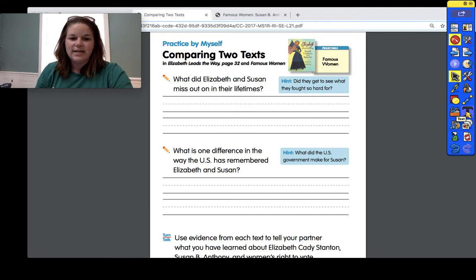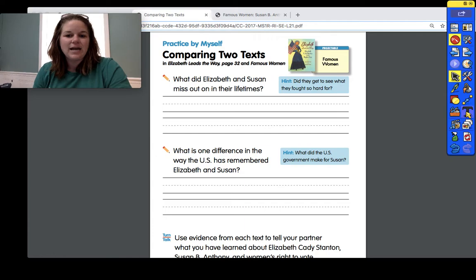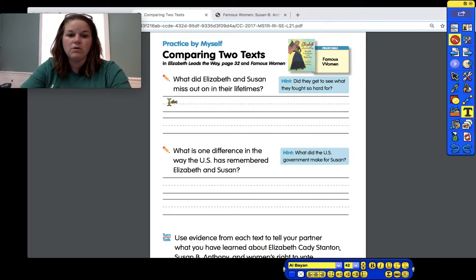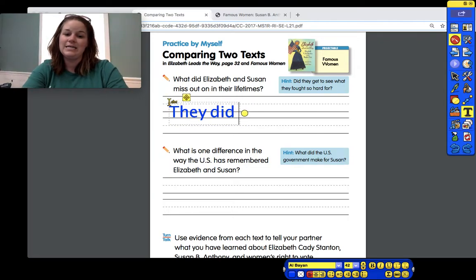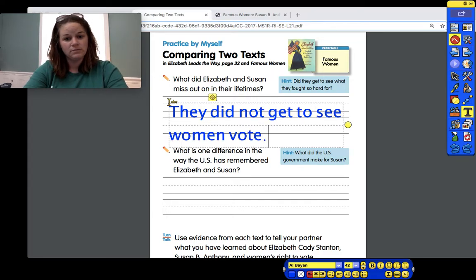The first question says, what did Elizabeth and Susan miss out on in their lifetimes? The hint said, did they get to see what they fought so hard for? So we know that they fought to see women get the right to vote. Now, if you know of any women, you know that they have the right to vote now. So we know that that happened. But did Susan and Elizabeth get to see that? No, they did not. All right, so they did not get to see women vote.